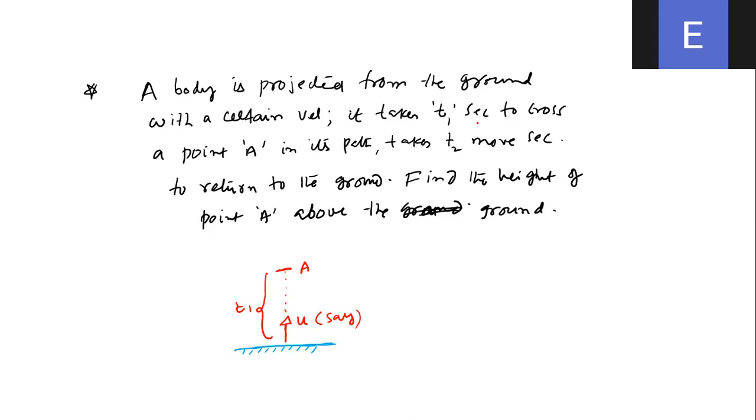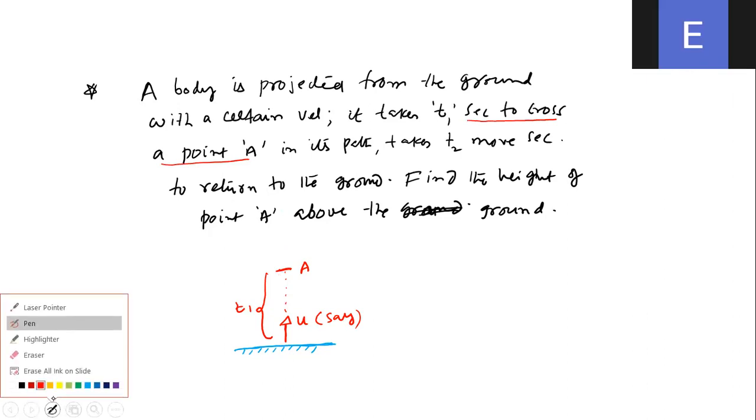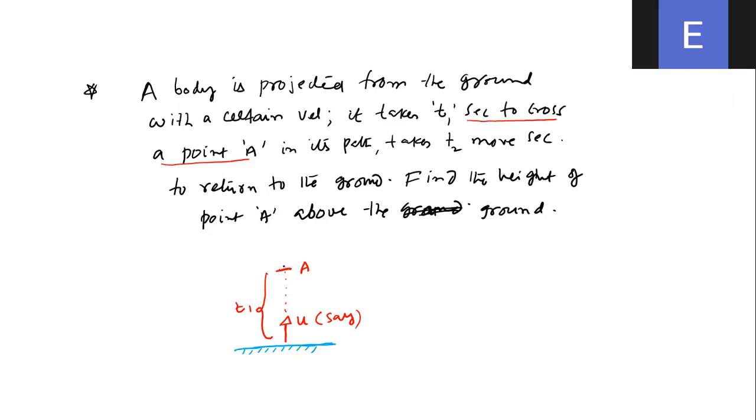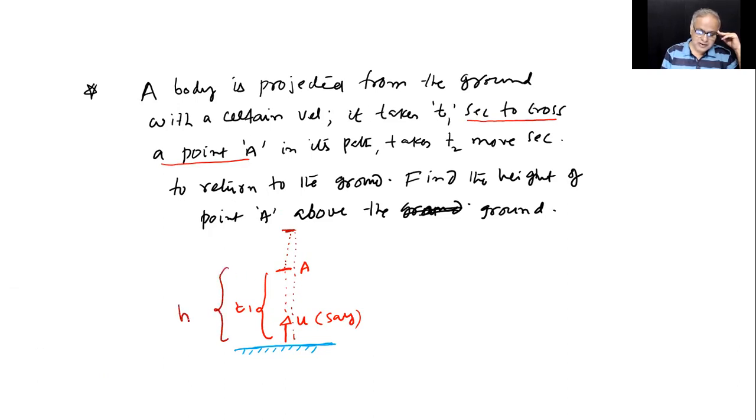It goes up, because it said t1 seconds to cross point A. So it will go beyond A, right? It will go beyond. So it goes beyond A and then comes back. It doesn't come in a different path. For understanding, I'm showing two paths separated. Do you follow? So it will go some height and then fall back. Now the question is, how much is this height?